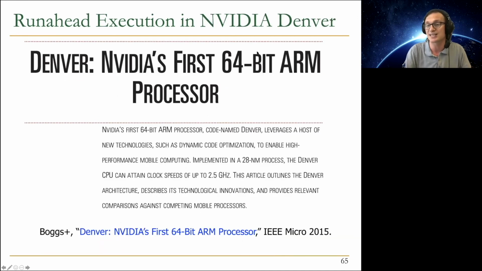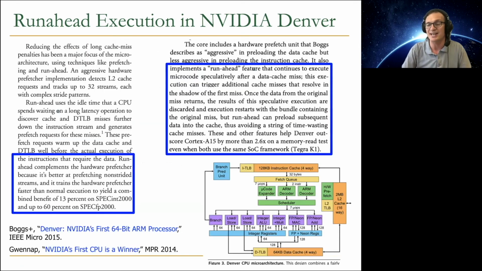NVIDIA's first 64-bit ARM processor actually had very interesting things. One of the things that they did was ISA translation, as we discussed with Transmeta, for example. So they basically translated instructions into an internal microcode format. While they're doing that, they added hardware prefetching and Runahead features. So it's actually very interesting. You can see the processor over here. They have a hardware prefetch engine. They also have a Runahead engine.